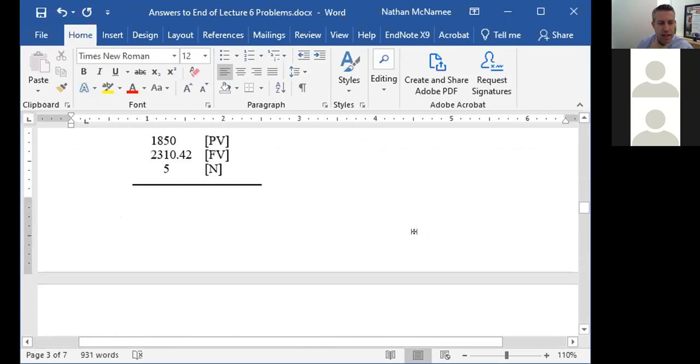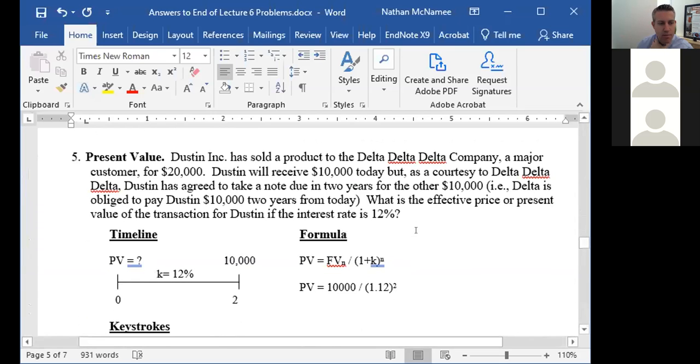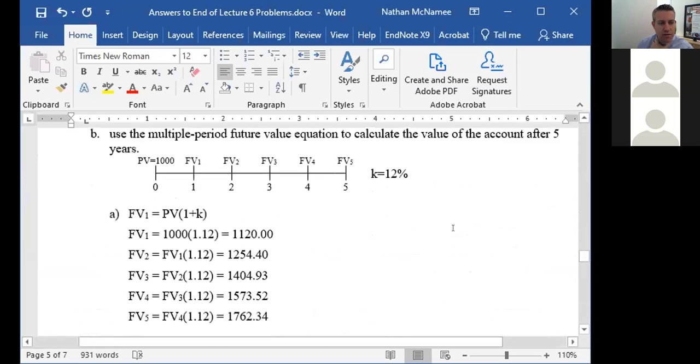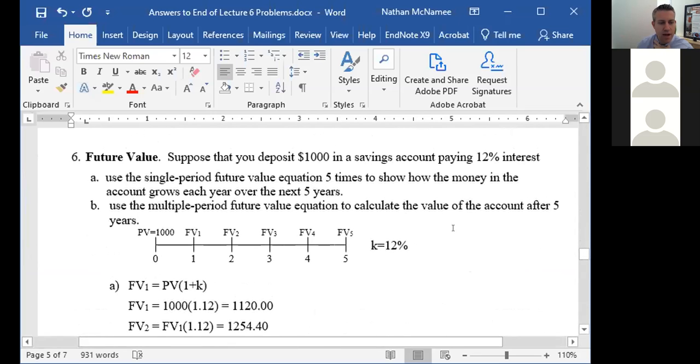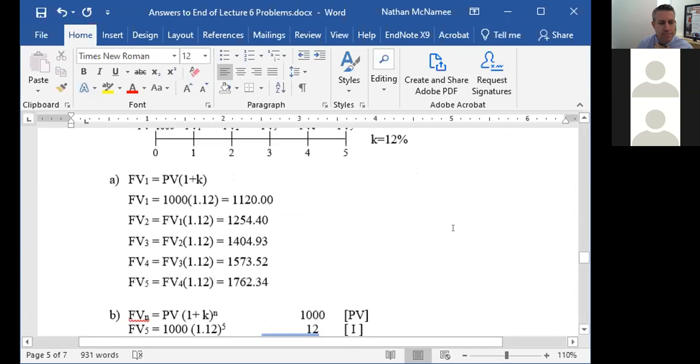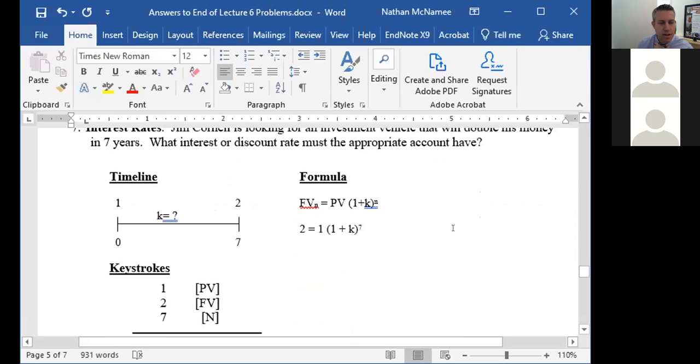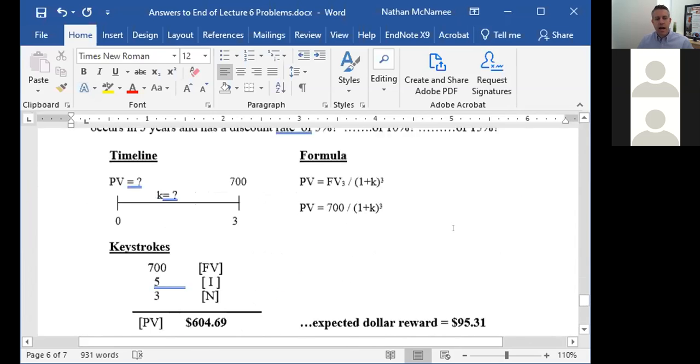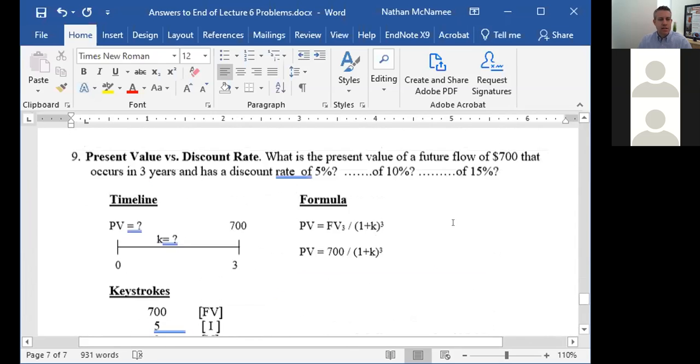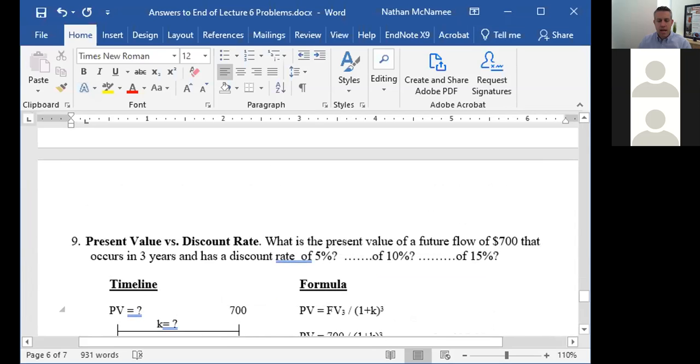Okay, so I think looking at the remainder of the problems, present value, future value, all of these are fairly basic. I want to move on to the next set of questions, because these start to get a little bit more complicated. Okay, share. Now let's move to lecture number 7.